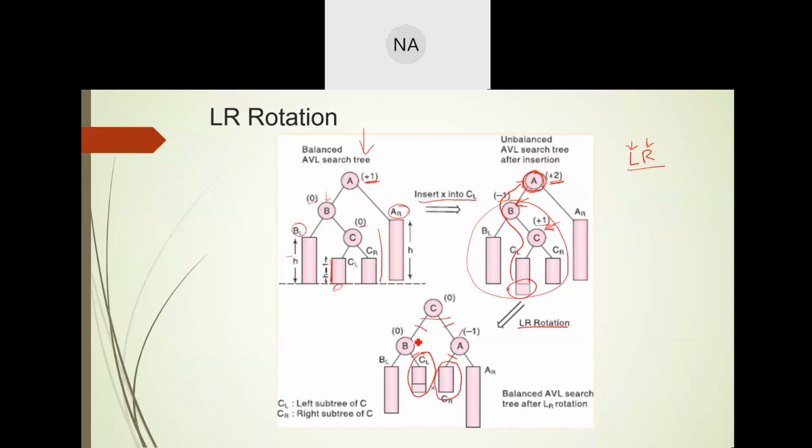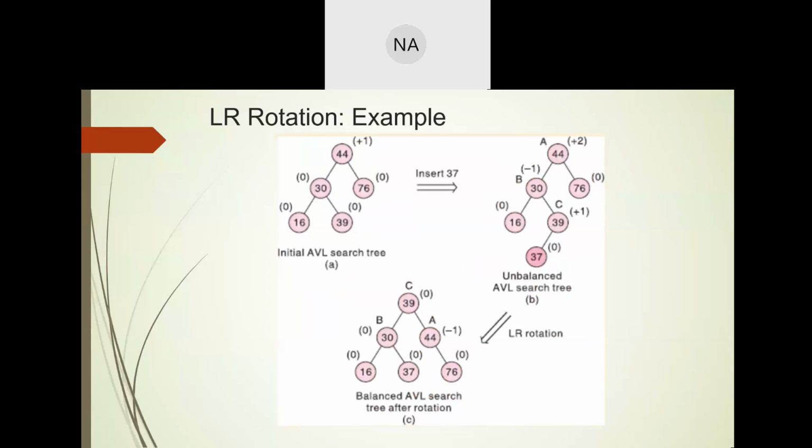B is made the left child of node C, node A is made the right child of node C. The entire left subtree of node C, that is CL, is made the right subtree of node B, and the right subtree of node C, CR, is made the left subtree of node A. So you have to adjust these 4 pointers.